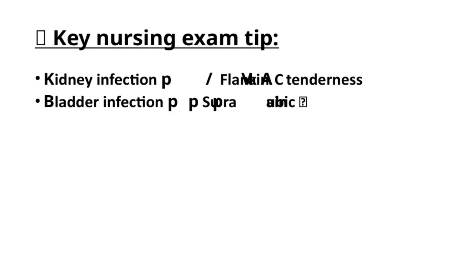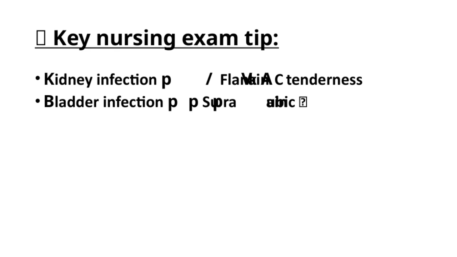Let's wrap up with some key nursing exam tips regarding urinary tract infections. When a patient has a kidney infection, you'll often notice flank pain or tenderness in the costovertebral angle, which is basically the area around your back near the ribs. This is a crucial sign to recognize because it indicates the infection has reached the kidneys. On the other hand, if the infection is limited to the bladder, the patient usually experiences suprapubic pain. That's discomfort just above the pubic bone.